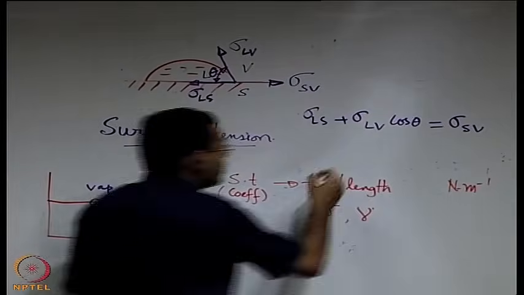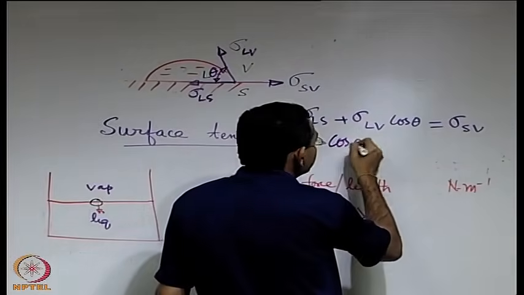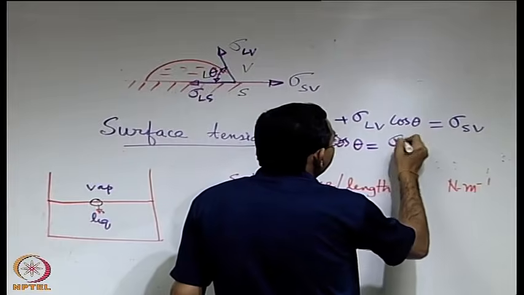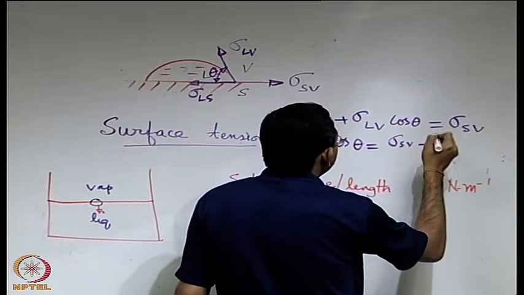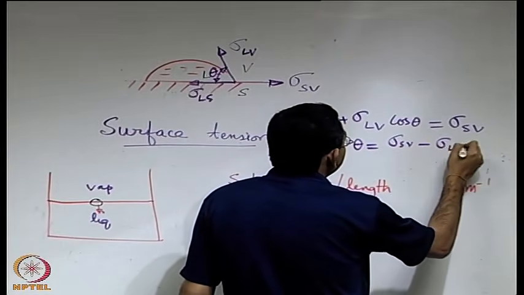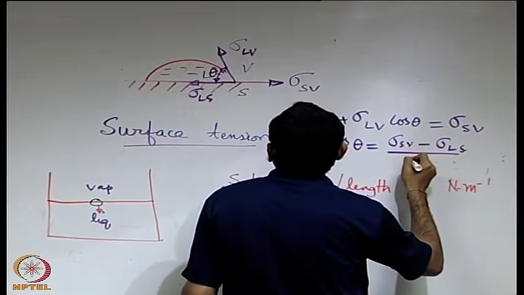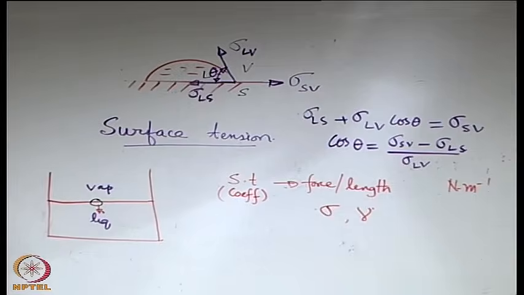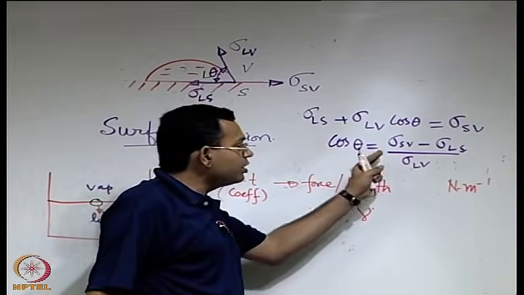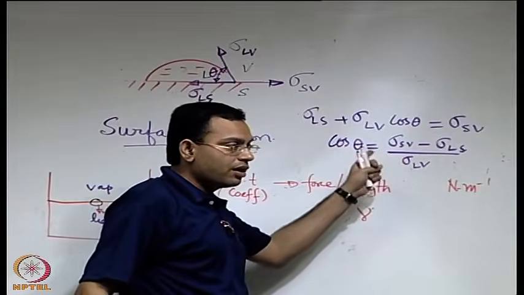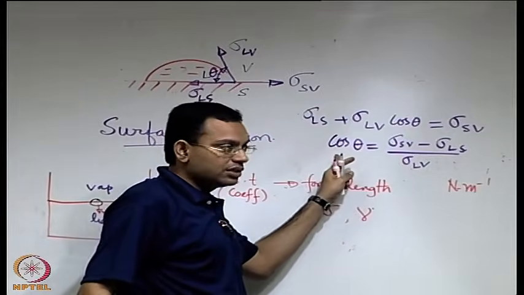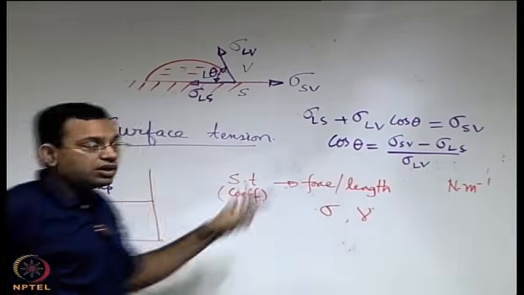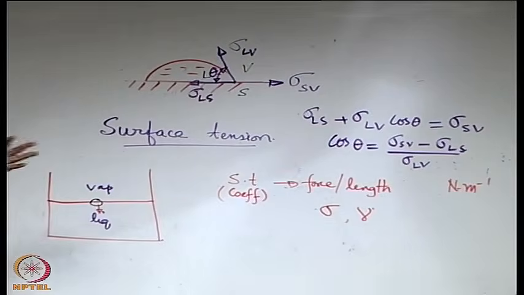So you can see that you get cos theta as sigma SV minus sigma LS by sigma LV. So if you know the surface tension coefficients between two phases taken at a time, then from that you can estimate the contact angle. This contact angle is known as a static contact angle.